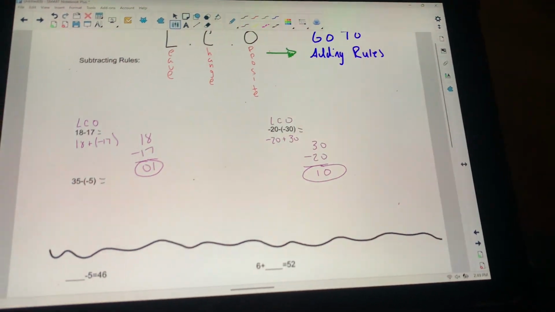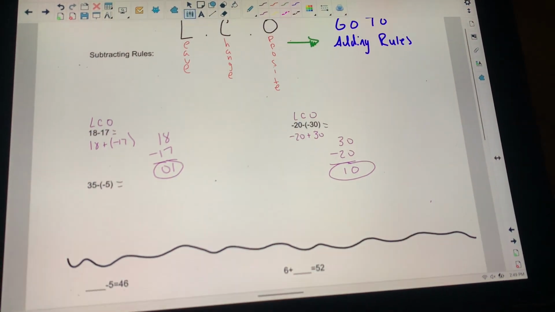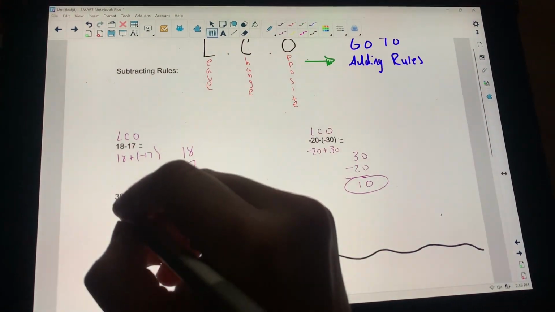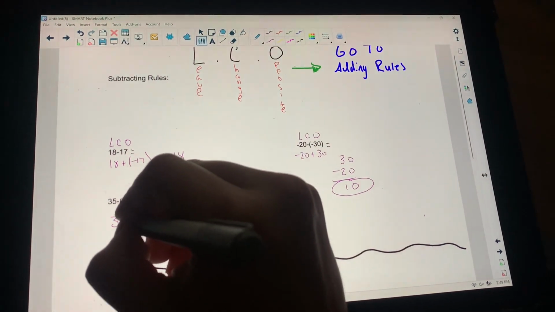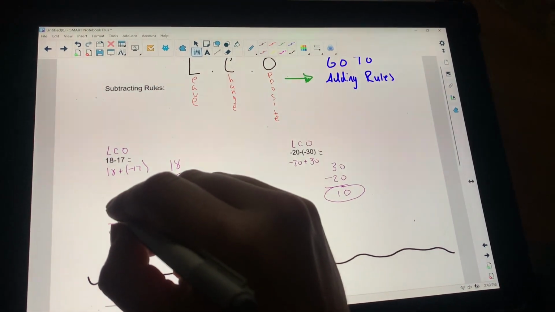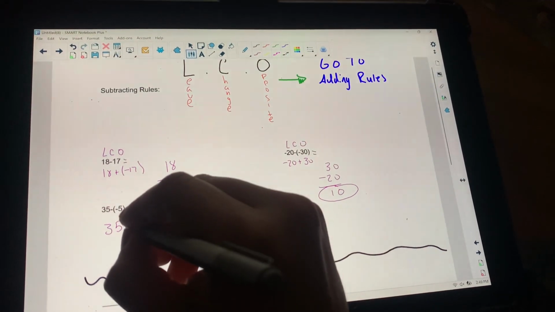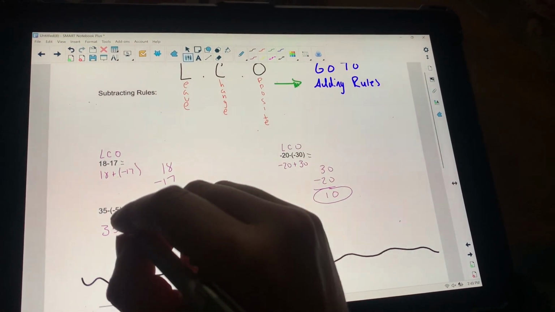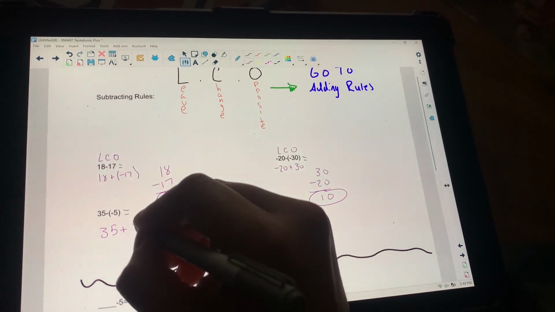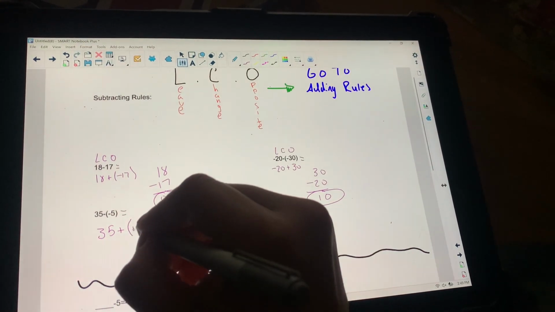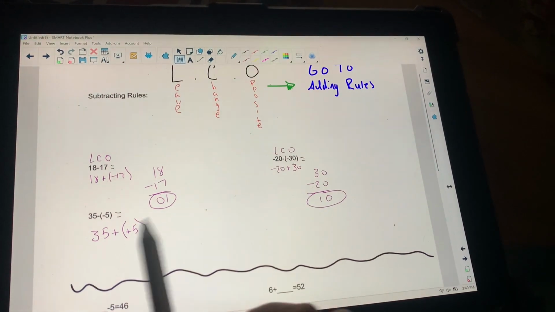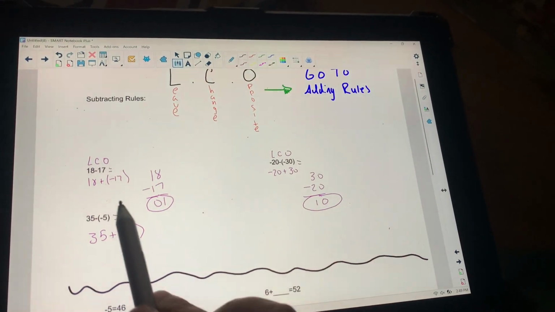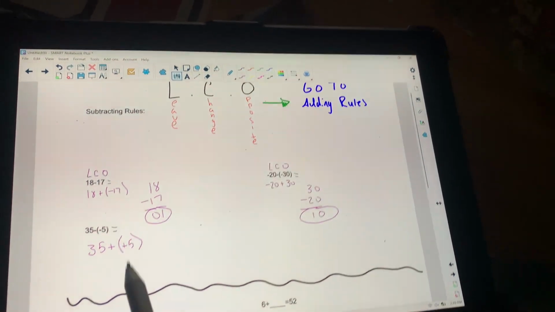And then finally, we have 35 minus a negative 5. We're going to leave 35. It stays the same. So 35. I change my negative sign to a positive. So 35 plus the opposite of negative 5, which is 5. So positive 5. You could see that written like this or like this. Both of them would be a positive number. The only way it's negative is if it's specified.